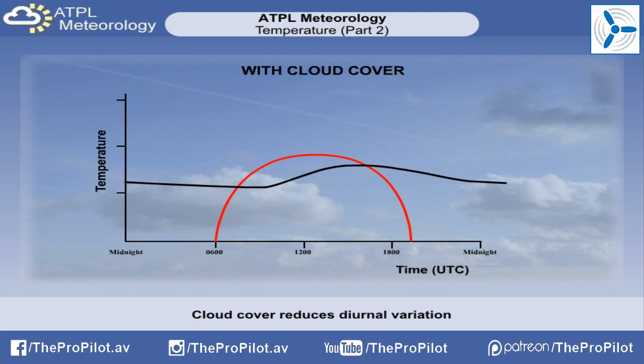The combined effect is reducing the diurnal variation of the temperature, but the characteristics of the curve are almost the same. Notice how the maximum daytime temperature is lower with cloud cover, and the minimum temperature, occurring just after dawn, is higher with cloud cover.